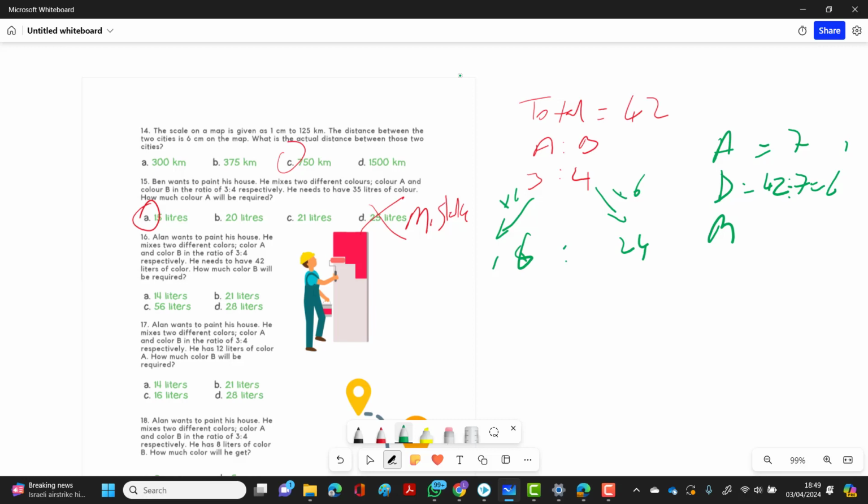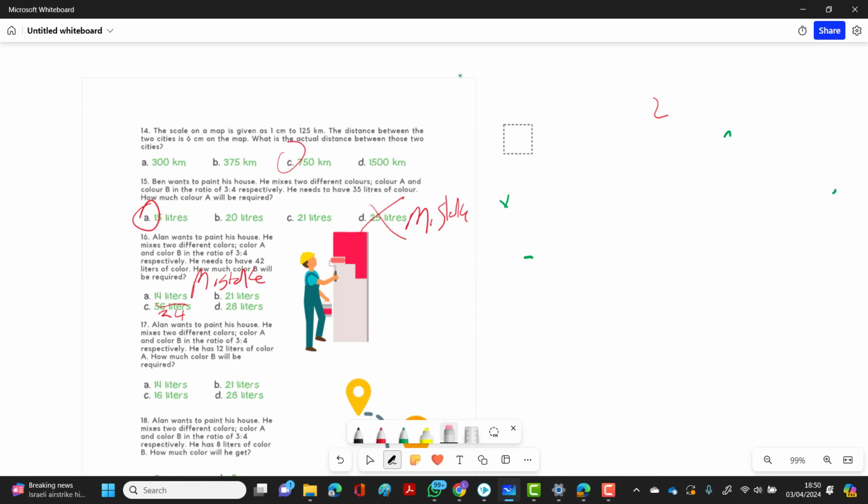So you know you got the right answer. Okay, and then how much colour B will be required? So colour B is 24. Oh, mistake in the answers. So it should be number 16, and this should be 24. Okay, number 17. So all of this should be changed in the reprint of the book.